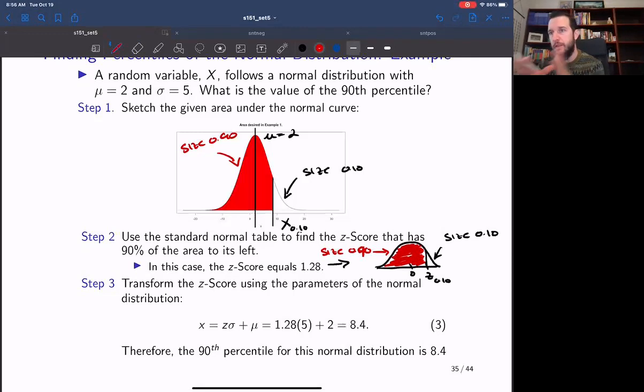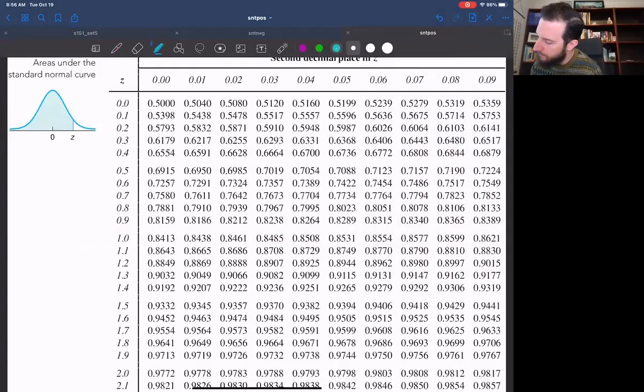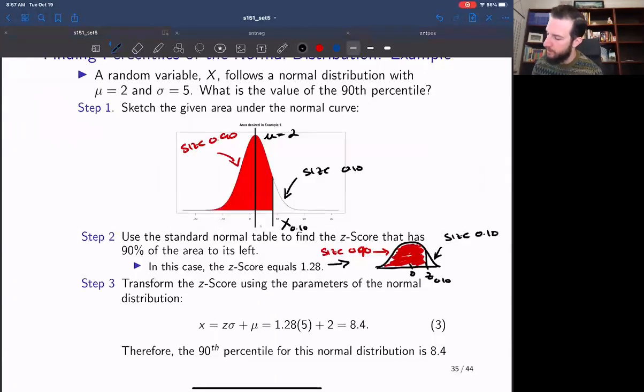This is, again, the same thing that we were doing at the start, the first thing that we learned that was new at the start of today's class. So we go to the table, we look up 0.9. The closest we can get is right here, 1.28. Okay, so the z-score that corresponds to the 90th percentile is 1.28, which is shown here.